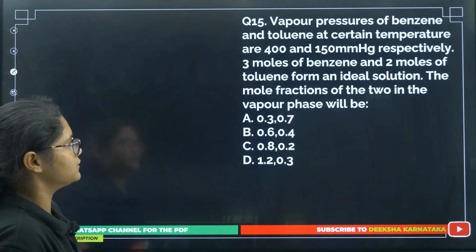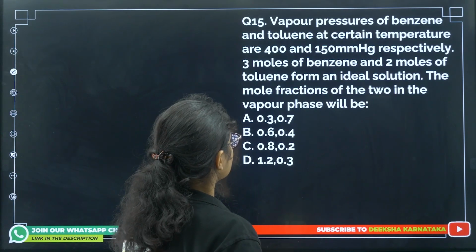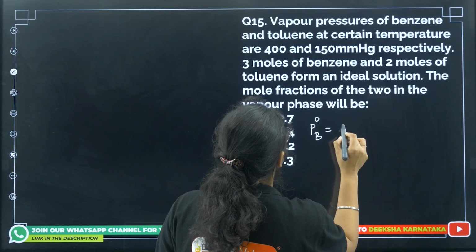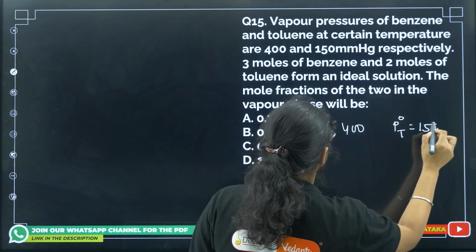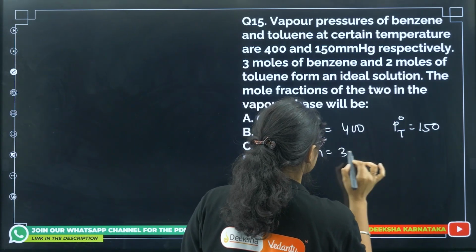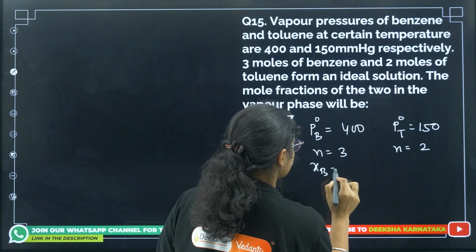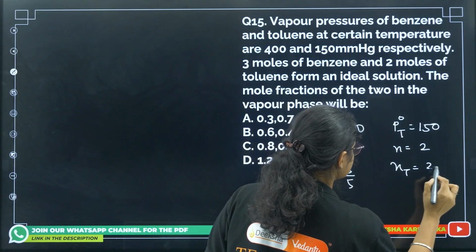Let us go to the next question now. Vapor pressure of benzene and toluene at certain temperature are 400 and 150. So I can write vapor pressure of benzene is 400 and vapor pressure of toluene is 150. Okay, and 3 moles of benzene is taken. So benzene is 3 moles and this one is 2 moles. Right. Now what is the mole fraction of benzene? That is 3 by 5, 3 by 3 plus 2. Mole fraction of toluene, that is 2 by 5.